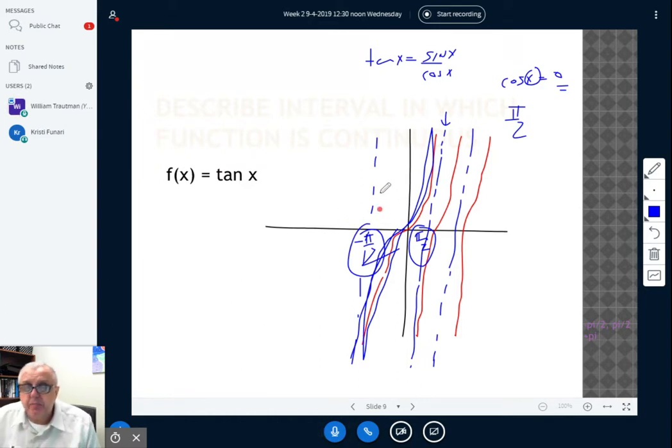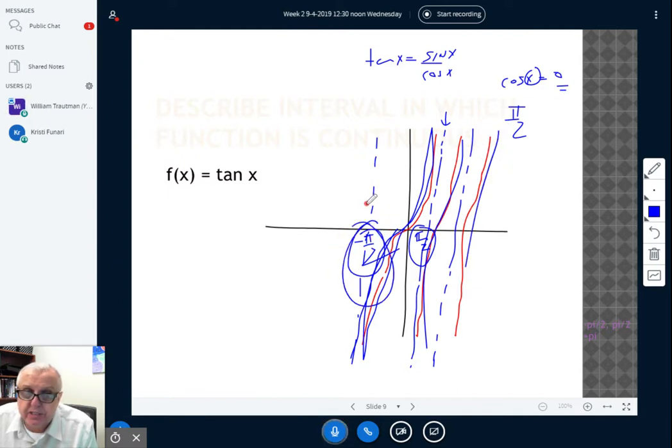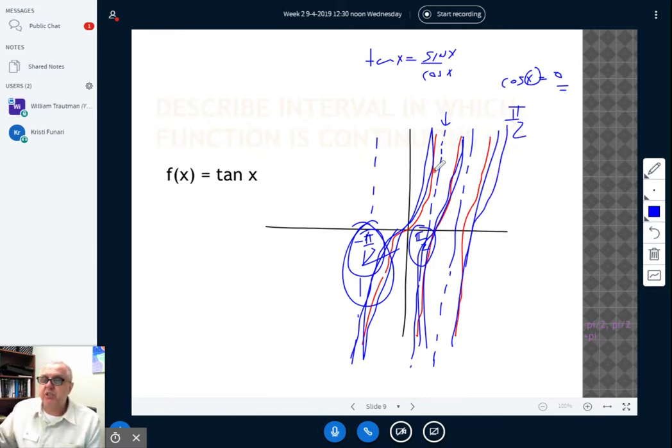If you stay within the boundaries of negative pi over 2 and pi over 2, and then you add pi to that, you can do it again. The next one would be between pi and 3 pi over 2. The next one would be between 3 pi over 2 and 5 pi over 2, and so on and so on. So that's how a tangent function can be continuous with no holes.